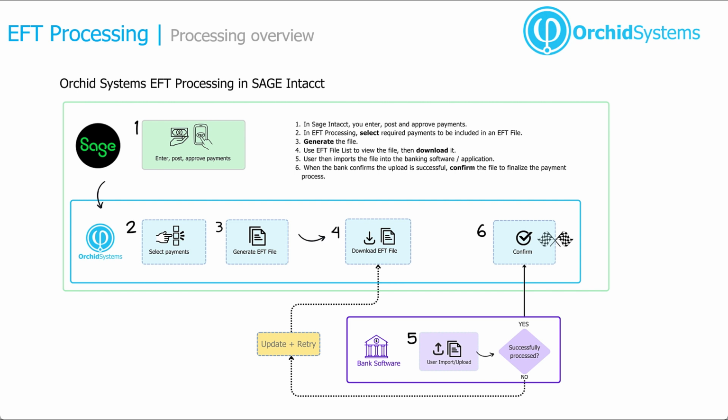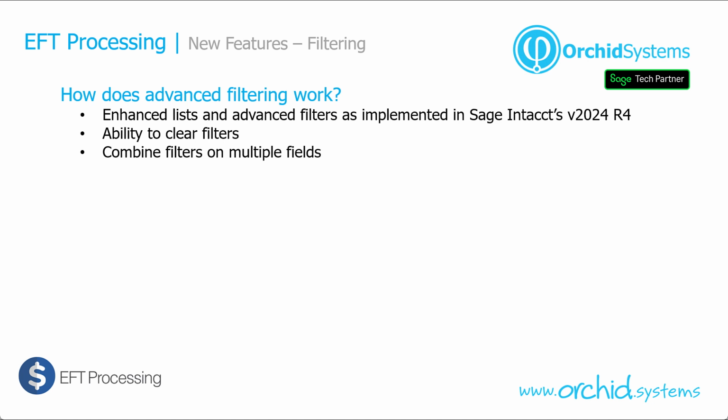So we will show you an example of validation happening when you generate a file, download a file, and also when you're entering the banking details. So we'll start with filtering. How does advanced filtering work?